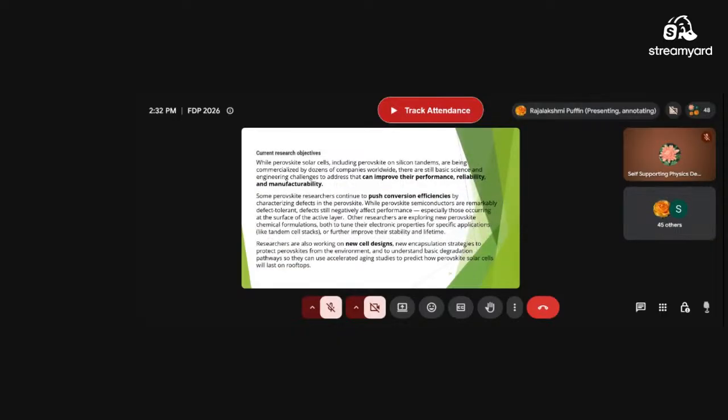What is the current research objective? If you look at why we are researching this, perovskite-silicon tandem cells are increasing, so we can use them now. Many companies worldwide have started focusing on how to improve the performance, reliability, and manufacturing of perovskite-based cells. Not only that, the power conversion efficiency has increased, from 23 percent, and now we are almost at 26 percent.